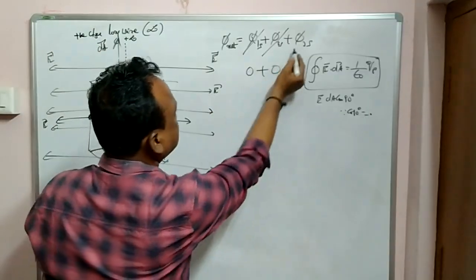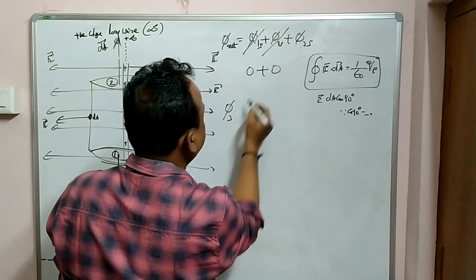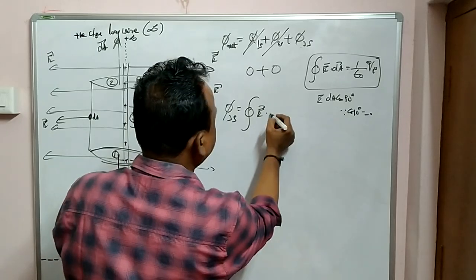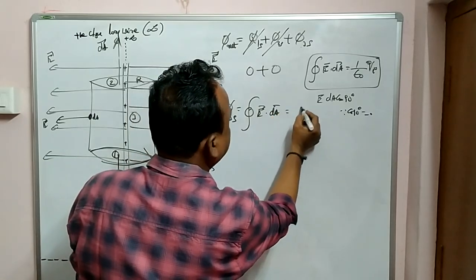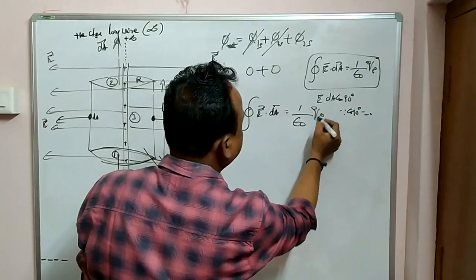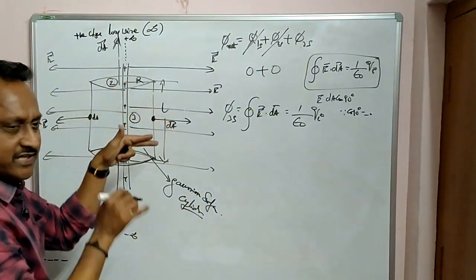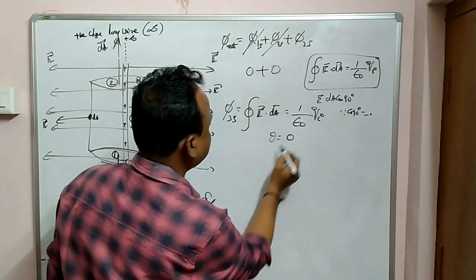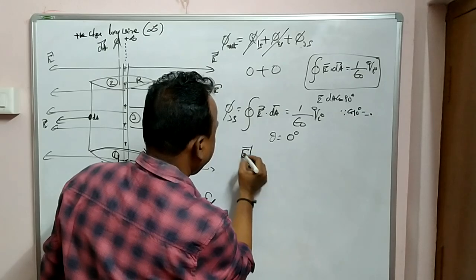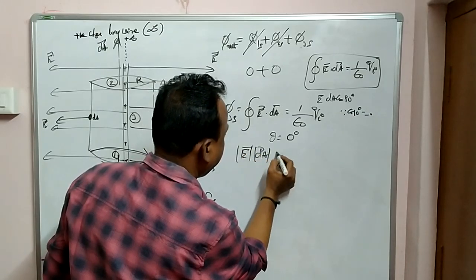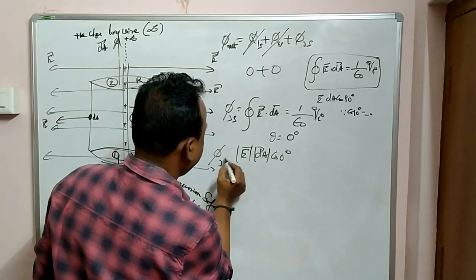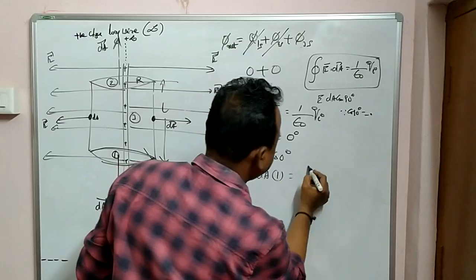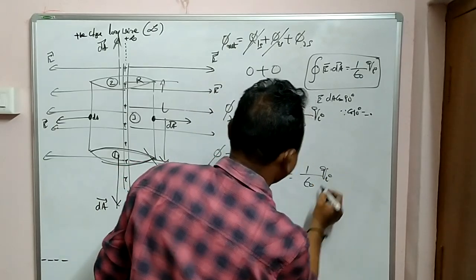What about the third one? Third flux, third surface. The third surface is integral E dot dA equal to 1 by epsilon naught times Q inside. Here dA is outside, and dA and E are in the same direction. What is the angle? 0 degrees. So E dA cos 0, the flux through the third surface. E dA cos 0, which is 1, is equal to 1 by epsilon naught times Q inside.